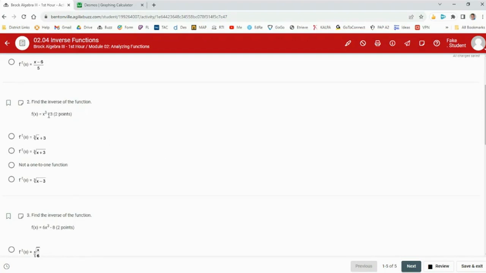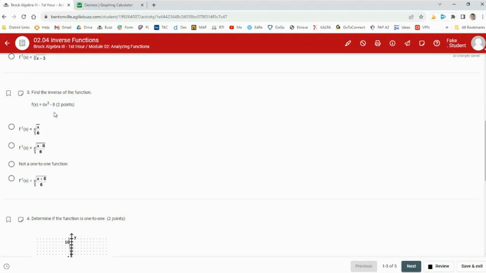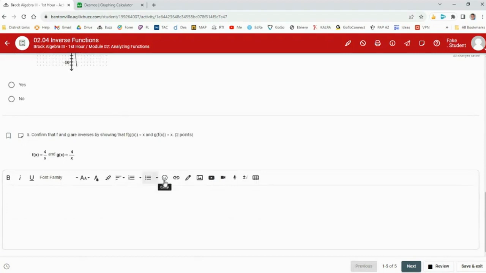Find the inverse of this function, x to the third minus 3. Find the inverse of this one, 6x to the third minus 8. Determine, is this 1-to-1? Is there only one x for each y and only one y for each x? Yes or no? 50% shot. And then here's the one you actually have to work. Prove that f of g of x equals x and g of f of x equals x.